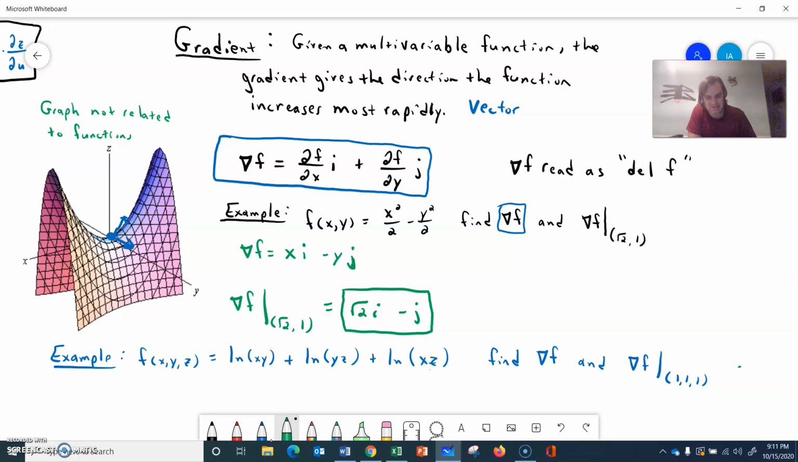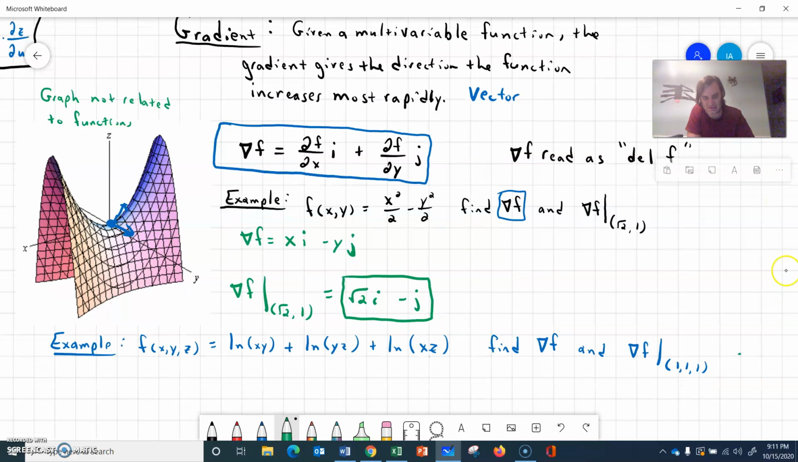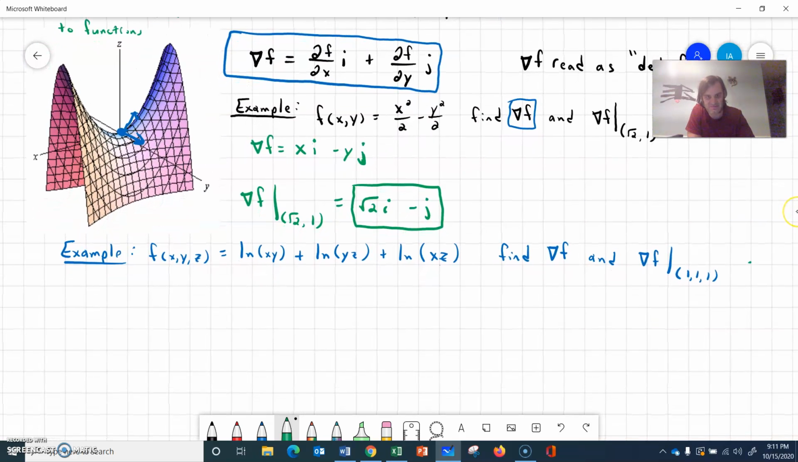So it's a vector, so it's a direction. We're given a point as a location, and the vector tells us which direction we'd move to increase the fastest. If you wanted to decrease the fastest, it would just be the opposite direction. So you'd have the negative gradient, or the opposite of that vector. Let's calculate another one down here. See if I can do it with still the formula up there.